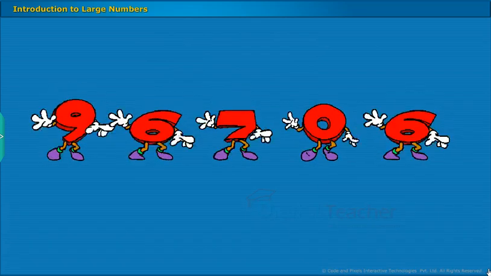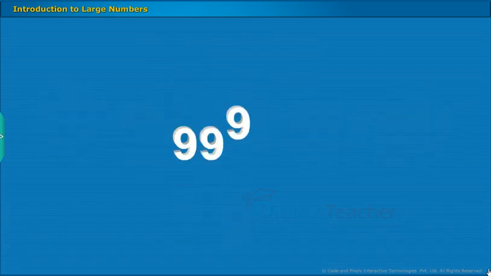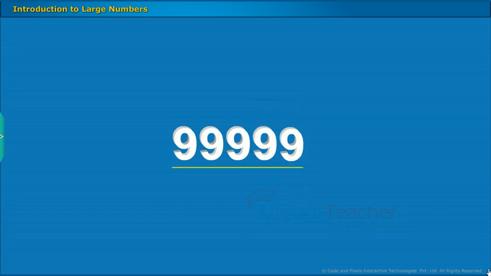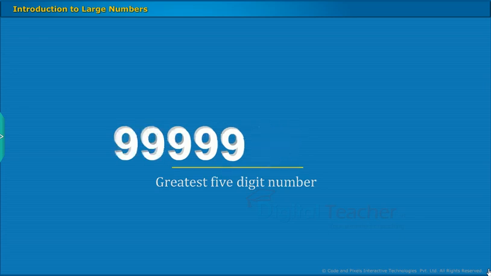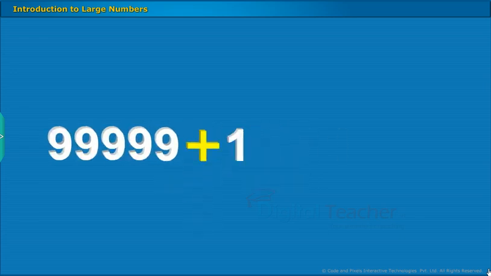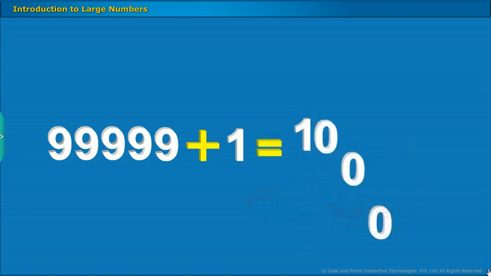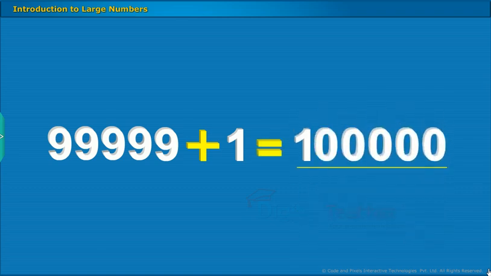Introduction to large numbers. The greatest 5-digit number, what we all know, is 99,999. Now, just add the number 1 to it. Then we will obtain the least 6-digit number, that is 1 lakh.